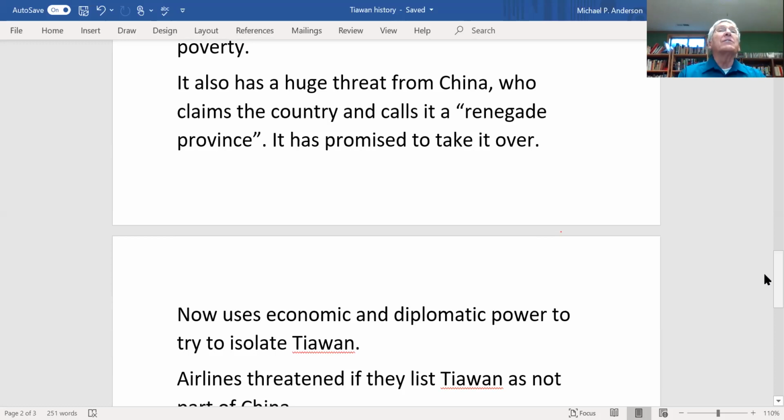The other key factor is the United States of America. The United States has been a big supporter of Taiwan for years. We have no official agreement that we will come to their aid if they are attacked by China. But we have always said, no, we will ensure Taiwan's freedom.